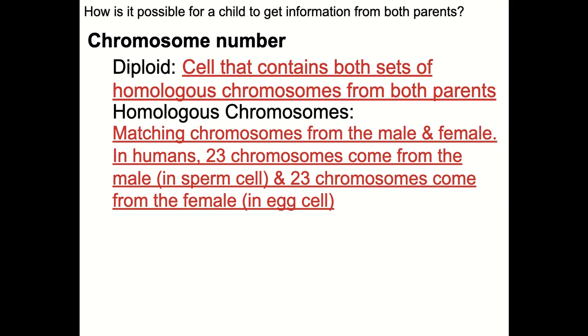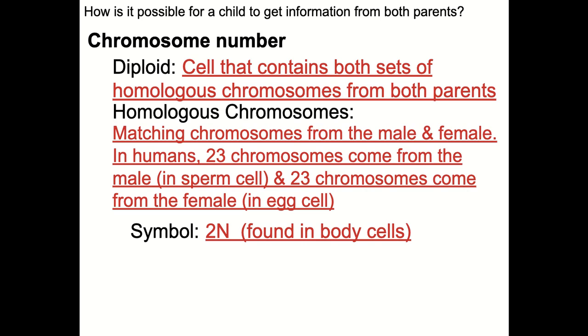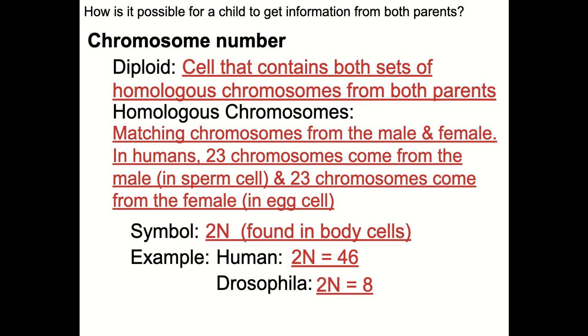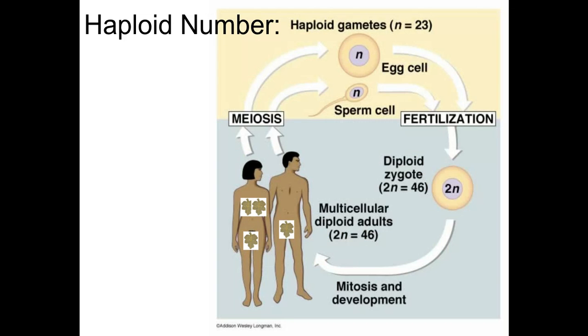So there are matching chromosomes from mom and dad. In humans, you have 23 from the sperm cell, which is in males, and 23 from the female egg cells. We're going to symbolize this as 2N, which is found in body cells. And N is going to be our number of homologous pairs. So human 2N is 46. Drosophila, which is a fruit fly, 2N is 8.